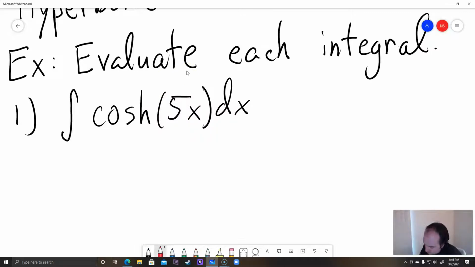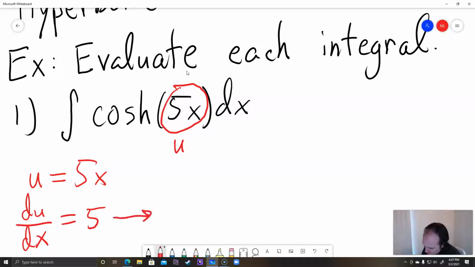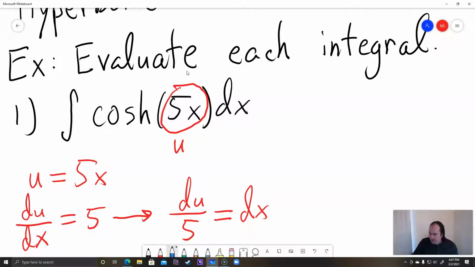Okay, so here we're going to let u be 5x. So u is going to equal 5x. And then taking the derivative, we get du/dx equals 5. And then if you follow my method, I isolate dx and plug it back in. So if I multiply both sides by dx and divide both sides by 5, I get du over 5 equals dx. Okay, and then we're going to go ahead and replace that dx up here with du over 5, just like we do on any other composite function.